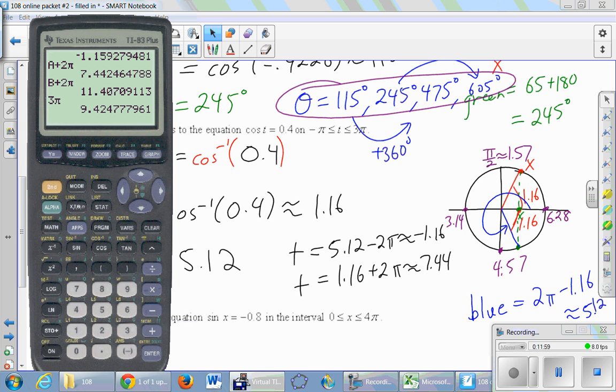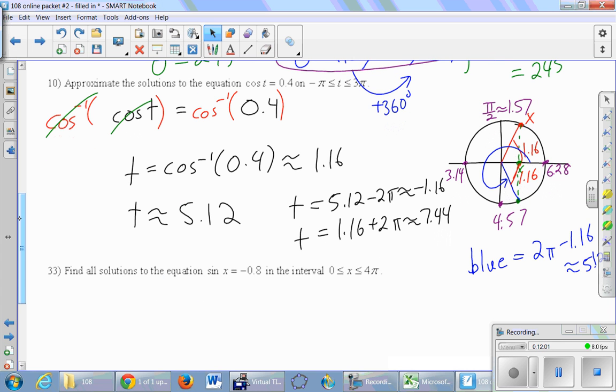There are 4 of them in this case, and I will highlight them in blue. 2 fundamental answers were these two. Then you add or subtract as many 2 pi's as you want and get the rest of them.